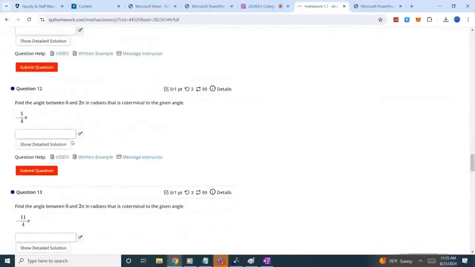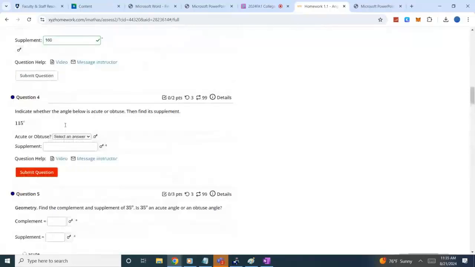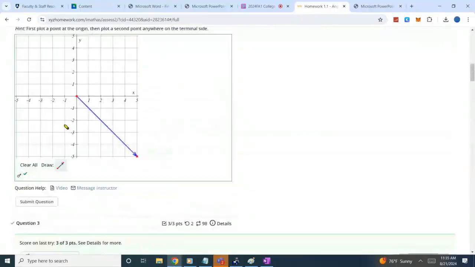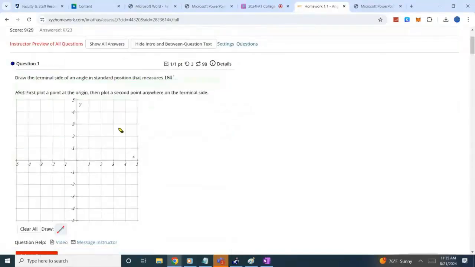That's coterminal. Well, I guess they don't really do that up front. Okay, but nonetheless, let's take a look at this very first problem.